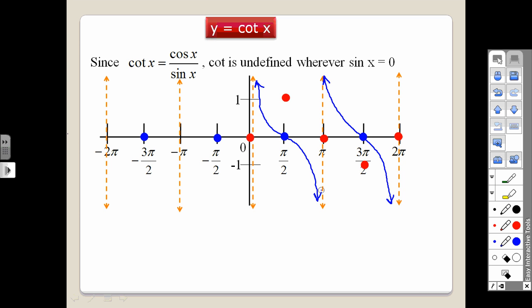So the difference between tangent and cotangent, aside from their asymptotes being in different spots, is the direction that the curve goes towards the asymptotes. So cotangent goes up to the left, while tangent goes up to the right. And so there you go. There is your cotangent curve. Not so bad, right? Okay, now what we need to talk about here is period.